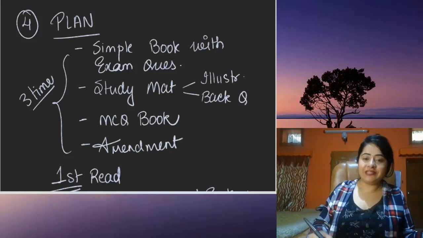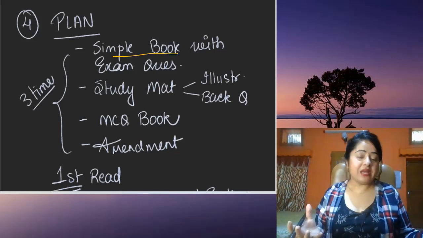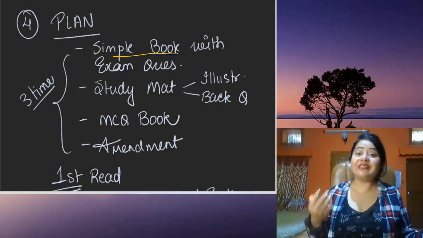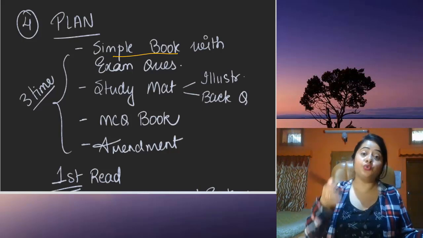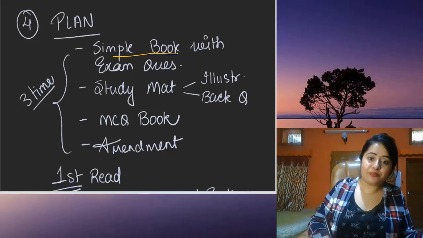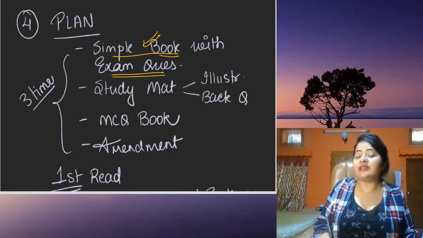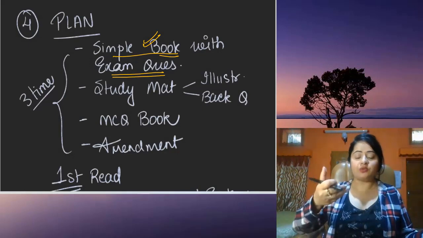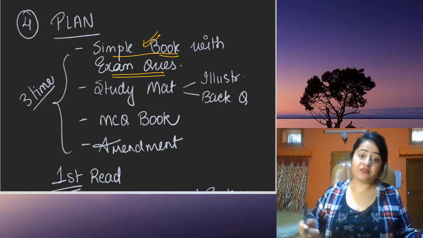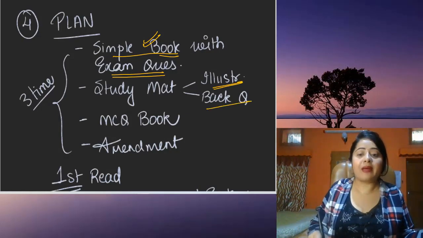Now let's discuss the study plan for your law. What do you need? You need a simple book. It could be the study material or a reference book. It's not necessary that you go for an 800 pages book. Pick a book which is easy for you, which you feel like reading and can complete. Pick a simple book of any famous author. This book should have exam questions after every concept, so that when you study the concept, you can immediately see the exam questions. Apart from that, we will need the study material just for illustrations and back questions.